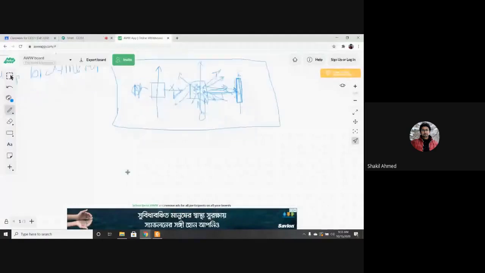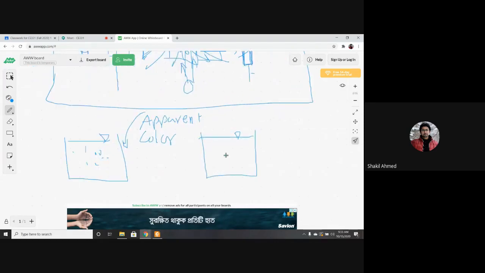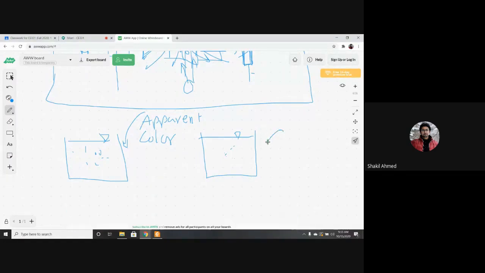Now, if you have turbidity in water, that may also give you color. Am I right? Yes, sir. Since this color can easily be filtered out, it's called apparent color. But if you get the color from dissolved pollutants, can you filter them out? No, that's true color.